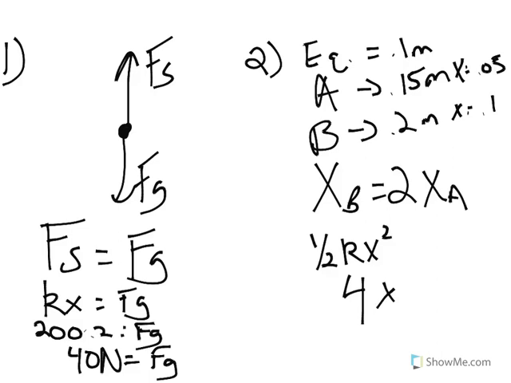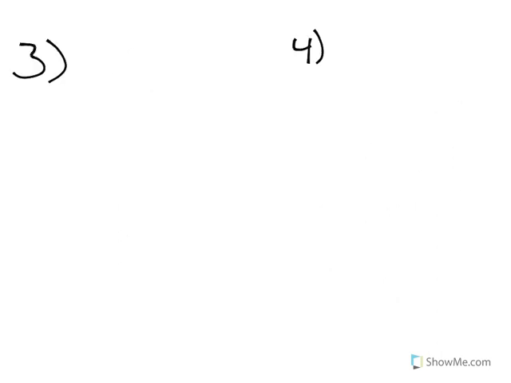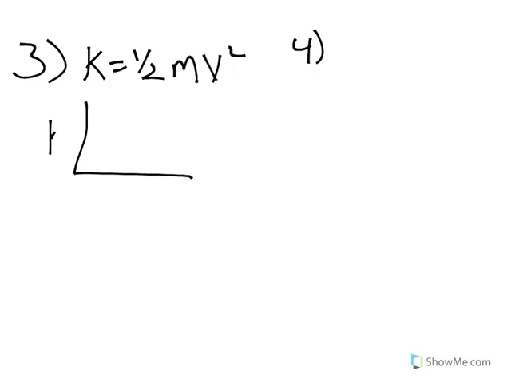Number 3, which graph best represents the relationship between kinetic energy and velocity? So the important thing here is kinetic energy equals 1/2 mv squared, and since it's a squared v, K versus v will be exponential.